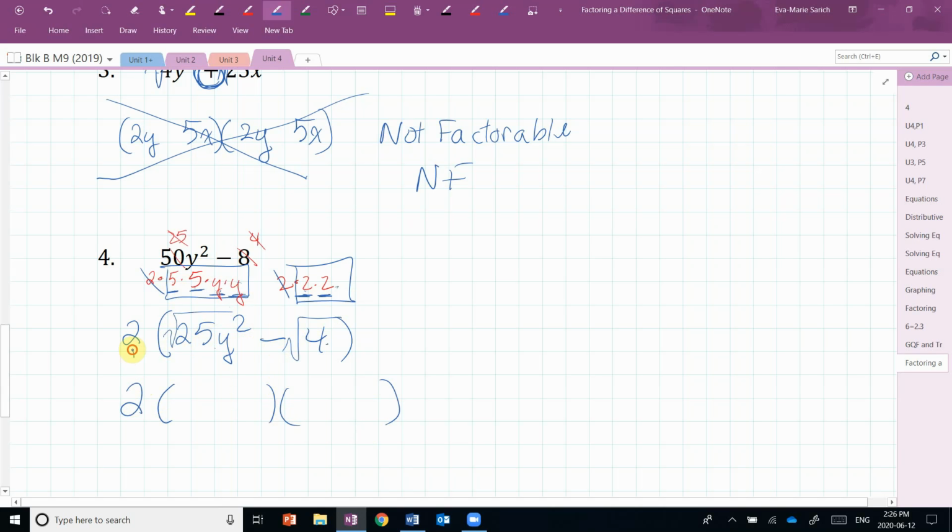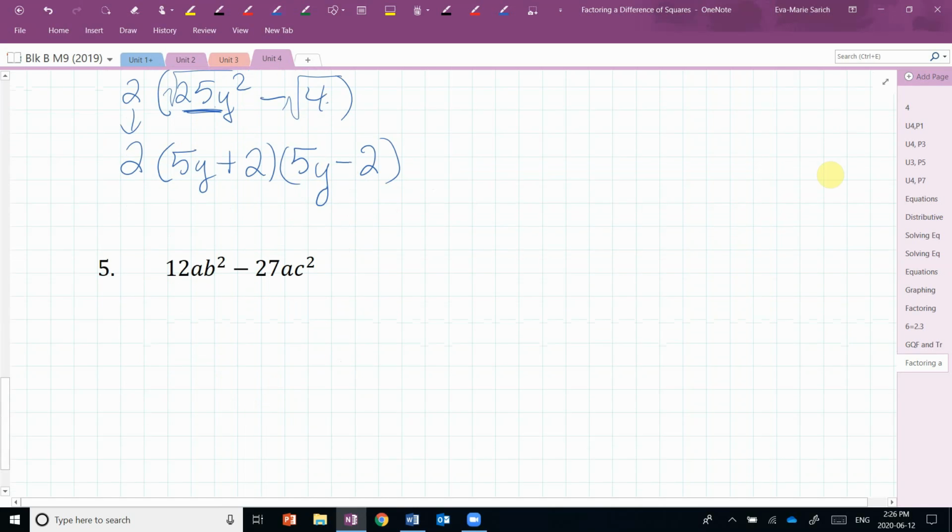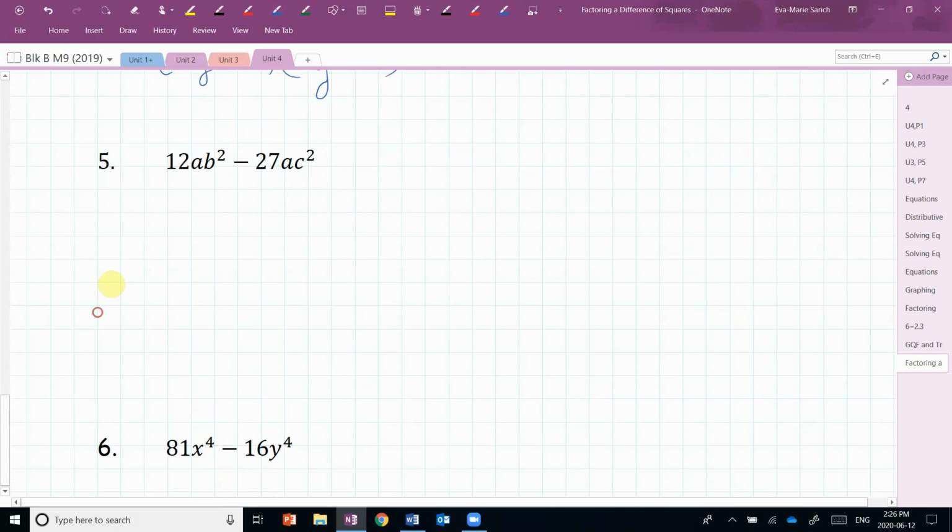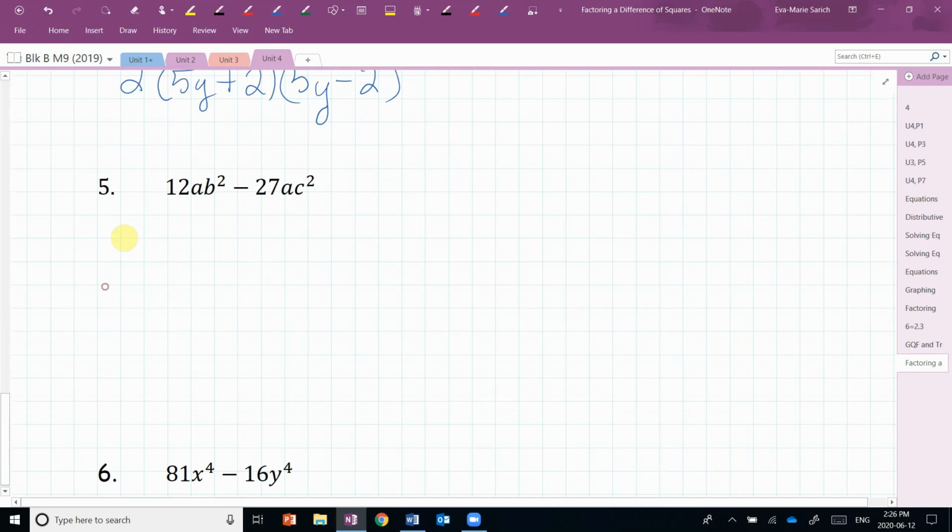So you bring down your GCF. The first terms are the square root of 25y squared, which is 5y and 5y. Take the square root of 4, and it's 2 and 2. One is an add, and one is a subtract. Now, you should be able to see the repeating patterns here for squares as well. All right, let's look at one last one here. Oh, we got a couple. 2 more. Okay.